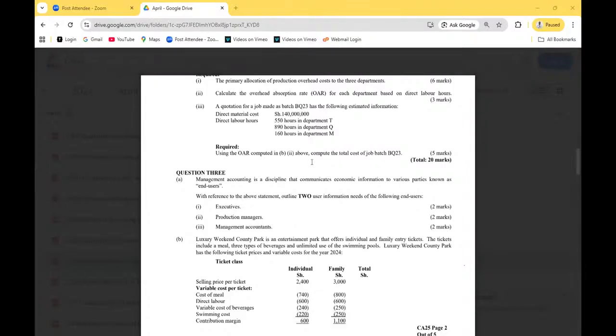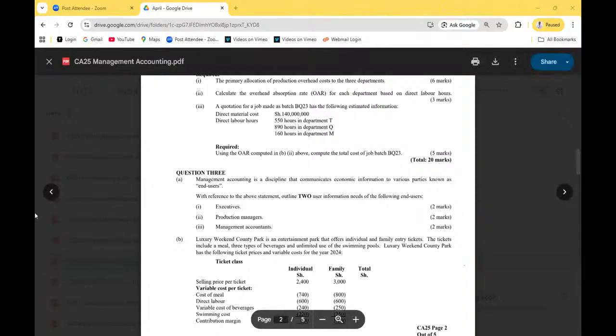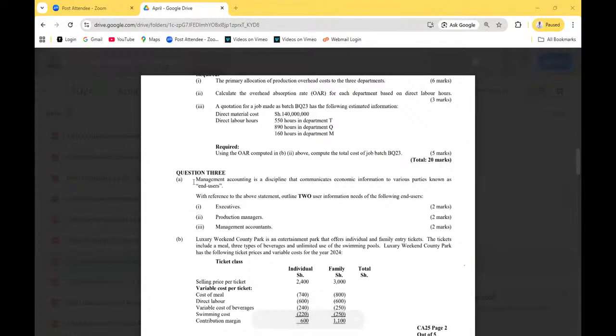Executives, outline 2 user information needs by the following end users. So executives, those are the people who come up with a strategic plan. In the next 5 years, where do you want RCM to be? In the next 5 years, where do you want CASNEM to be? Right? So for the company to make that decision or actually be strategic, it has to get some information. That's what we need. Number 1.